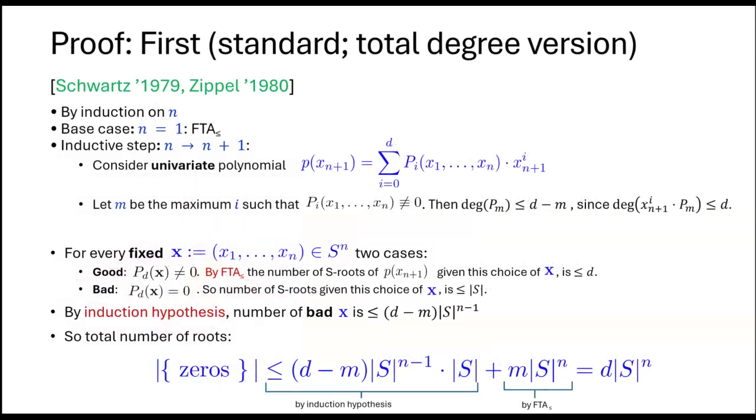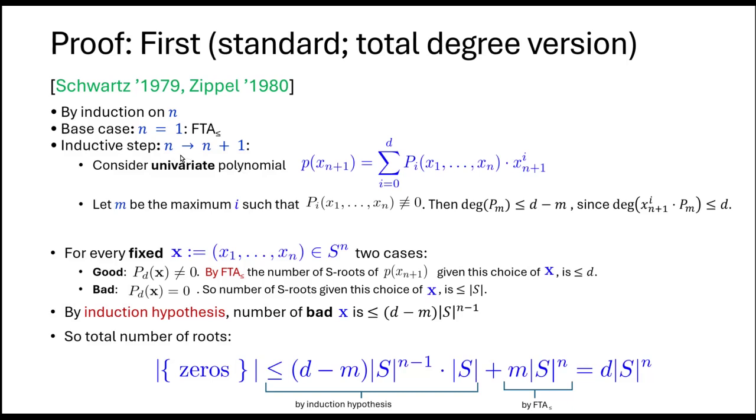Now we are going to discuss the first, which is the standard proof of Schwartz-Zippel, and this will be for the total degree version. So we simply go by induction on n, the number of variables in our multivariate polynomial. The base case is just the fundamental theorem of algebra, the less than or equal direction, and this is when n is equal to 1, the polynomial is univariate. So this is immediate from the FTA. The induction step is as follows.